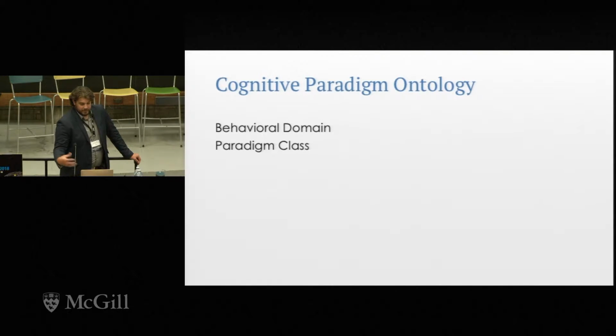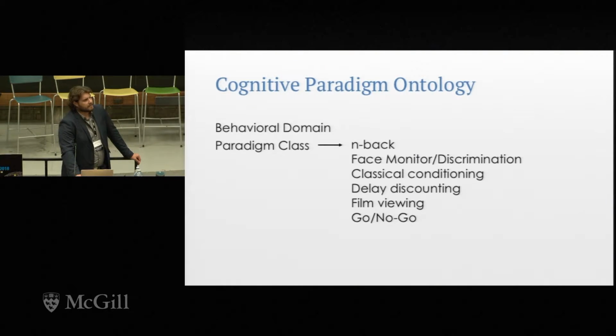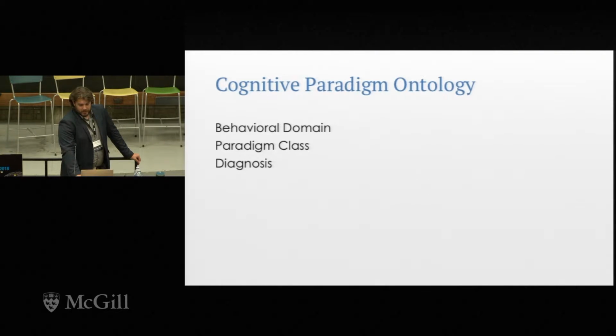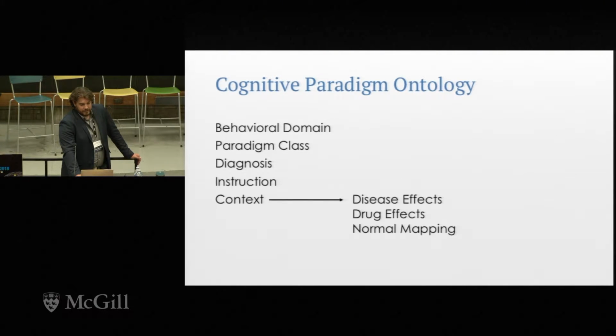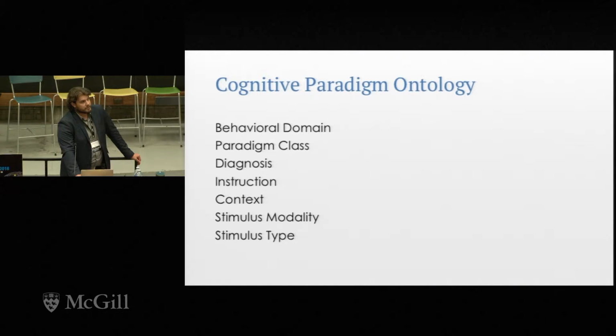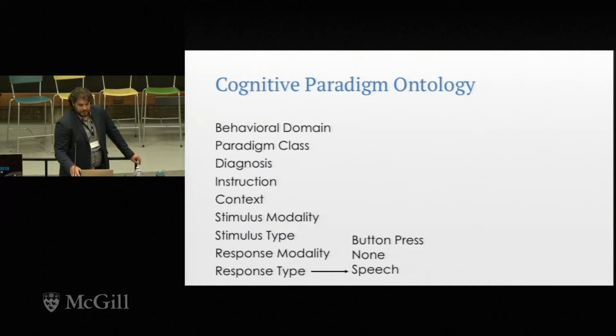Then another specific type of broad label within CogPo is the paradigm class, which describes the specific type of task that was done in a paper. This could be n-back, delay discounting, go/no-go. Some other broad labels are diagnosis, instructions, context, stimulus modalities, stimulus types, response modalities, and response types. Essentially, you can take all these labels and use them to manually annotate a neuroimaging article.